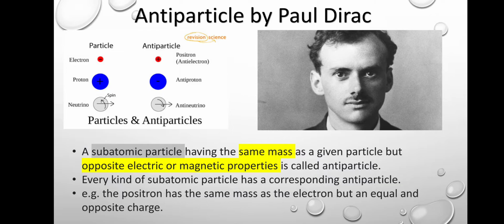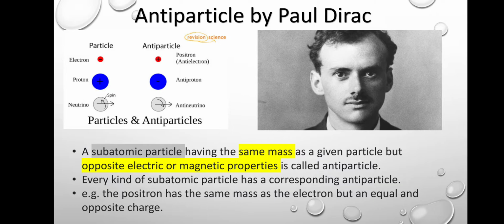What is the mass of electron? Same is the mass of positron. What is the mass of proton? Same is the mass of antiproton. What is the mass of neutrino? Same is the mass of antineutrino. At a given particle, but opposite electric or magnetic properties they have. What kind of properties? They have opposite electric or magnetic properties. All opposite properties they have.